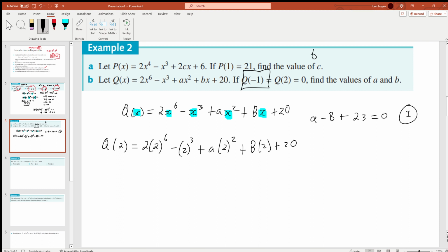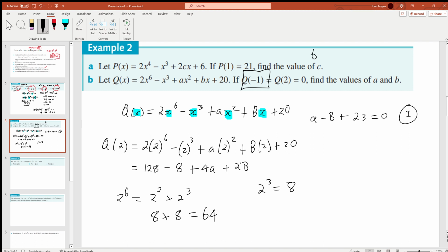Now let's evaluate this slowly. This first bit, 2 to the power of 6, is the same as 2 to the power of 3 times 2 to the power of 3. 2 to the power of 3 is 8, so we've got 8 times 8, which is 64. 64 times 2 is 128, so you get 128 minus 8 plus 4a plus 2b plus 20, and that is all equal to 0.